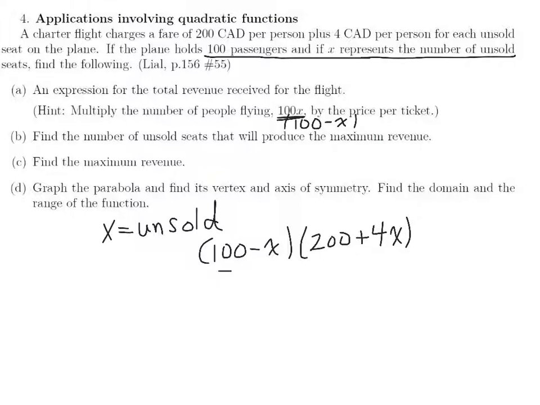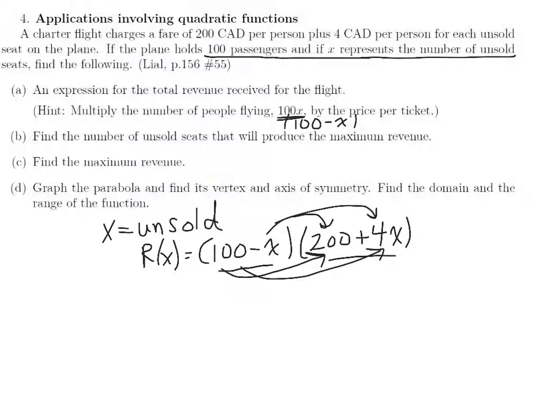So this represents the number of seats and the fare charged per seat. So the revenue is equal to those two things multiplied together. If we expand these brackets, so multiplying them out, we're going to find that our revenue is equal to negative 4x squared plus 200x plus 20,000.